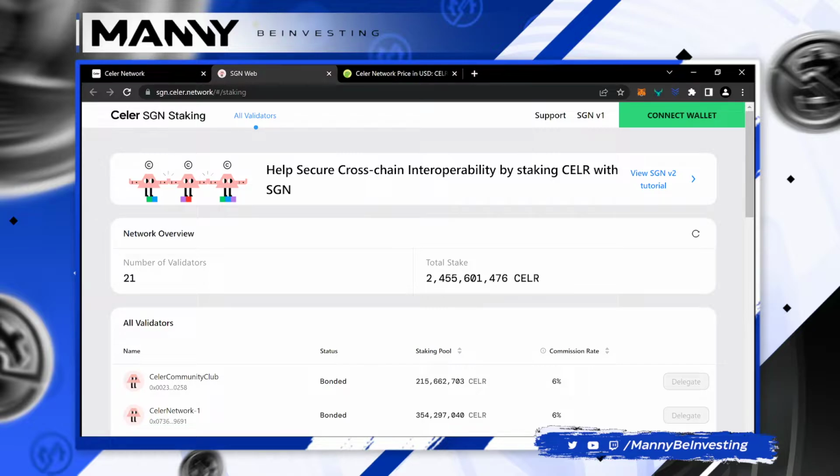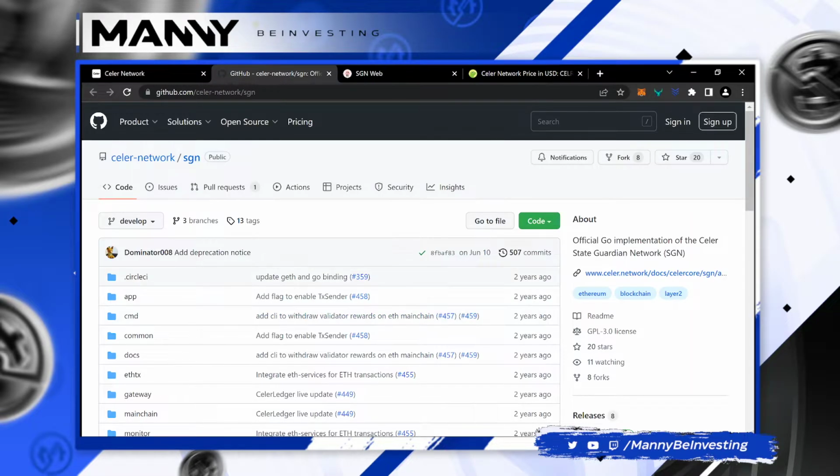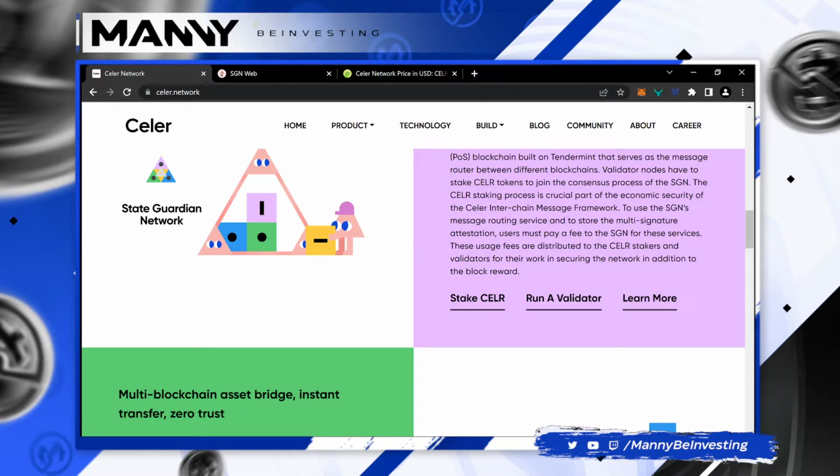SGN v2. Help secure cross-chain interoperability by staking Celer with SGN. View SGN v2 tutorial. Okay. So there's like a guide. That's cool. We'll take a look at that. Run a validator. I'm pretty sure that, oh, okay. To run a validator. Okay. So there's a GitHub here and you can actually run it. That's cool. I don't know if we'll do that, but maybe we'll take a look at it. It's advanced.